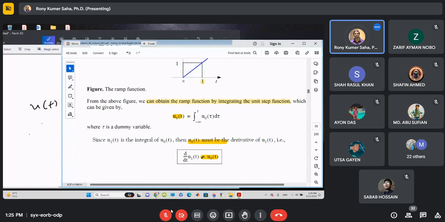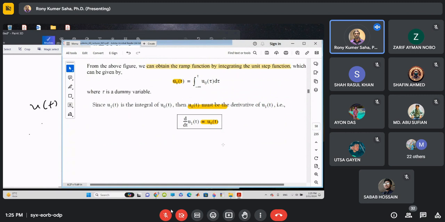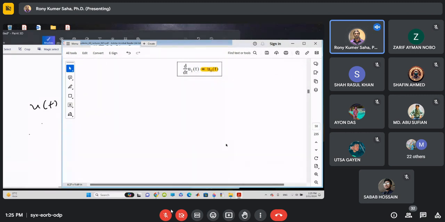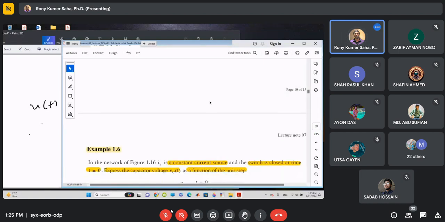So the major finding here is that you can simply swap these two function responses. Just by integrating a unit step function, you will get the ramp function, or if you differentiate the ramp function, you'll get its corresponding unit step response. In some cases, you may have to swap these two functions, so just for your understanding.